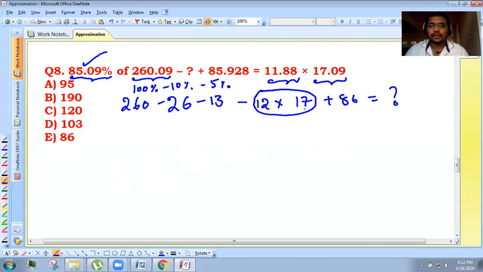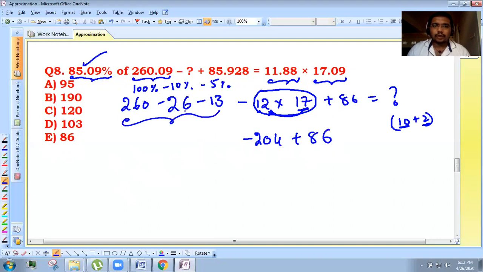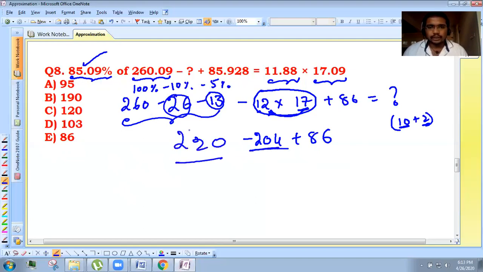12 into 17. 17 tens are 170. 17 twos are 34. 170 plus 34, 204, plus 86. This value, how to calculate it? 26 and 13, 39. But take it as 40, 220. 220 minus 204. That is, 200 cancel. 20 minus 4 is equal to what? 16.